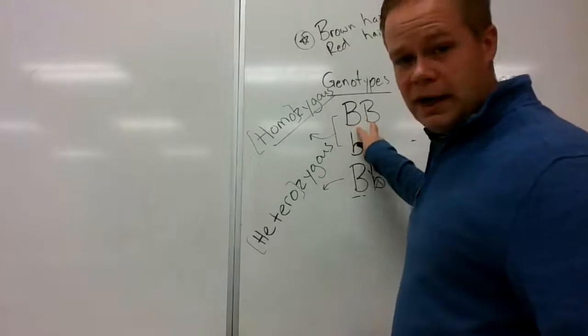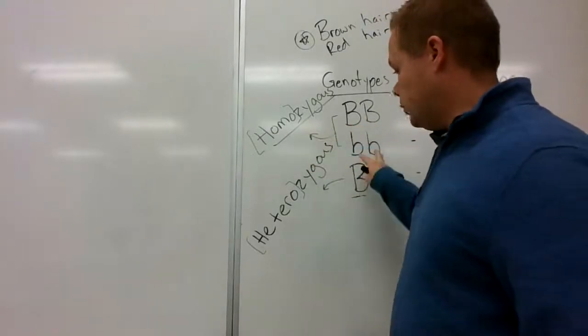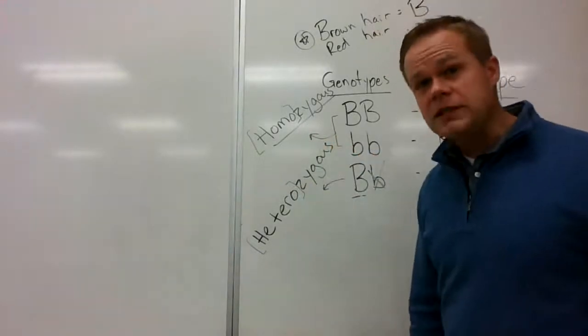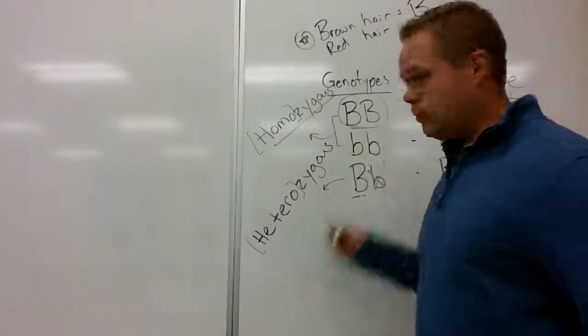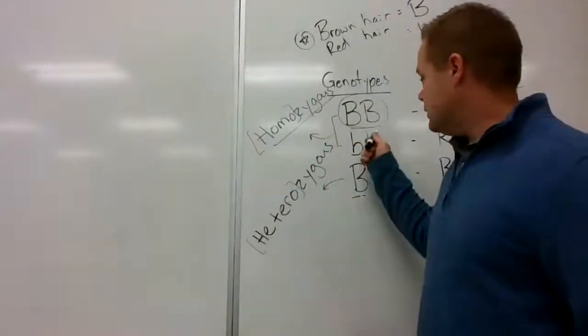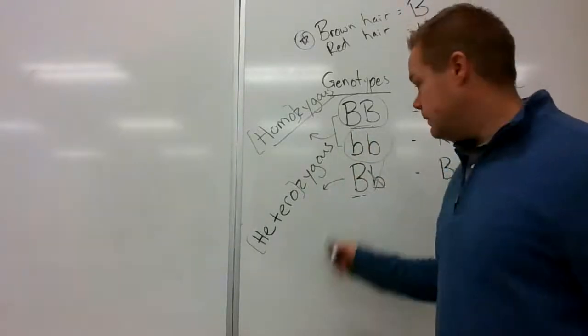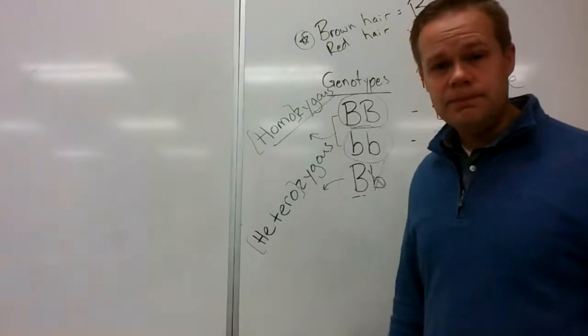If you have two of a kind, two dominants, it's homozygous. Or two recessives, it's homozygous. So we often try to specify. We like to know exactly what we're talking about. I would call this dominant homozygous, and I would call this recessive homozygous. Heterozygous, you don't need to be specific. It's just heterozygous because it's just one of each.